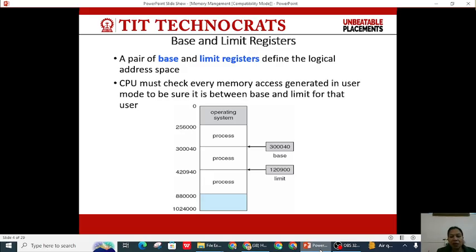We can see here that the base register holds 300040. That means the addresses from 300040 are free for any process to occupy. And the limit register holds 120900, which means any process coming in must fit within this size, from 300040 to 420940. The size of any process should be within this limit register.